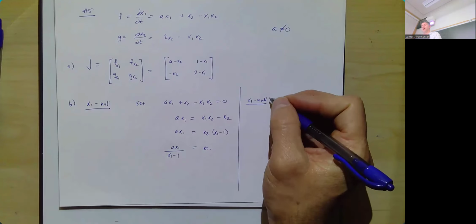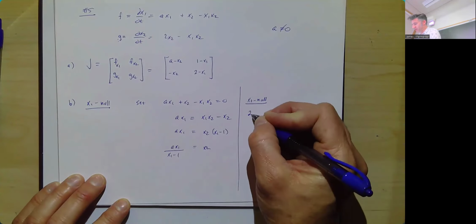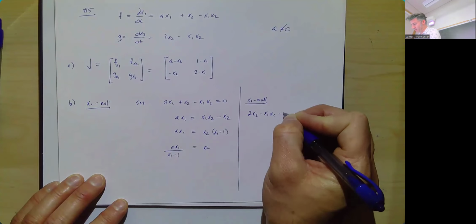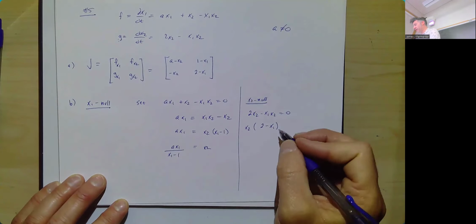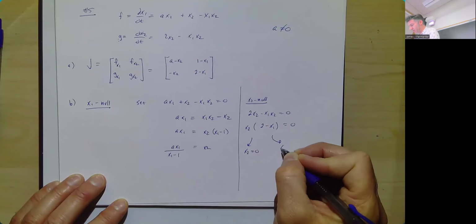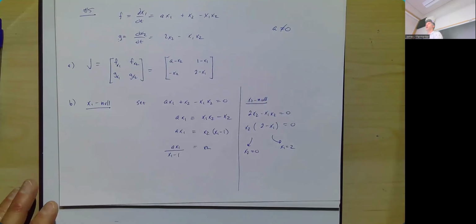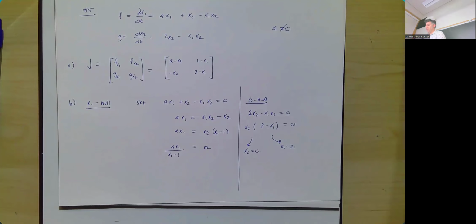So for me, I would just start finding equilibria personally, but you should read the question and do what the question says. So for the x2 null line, you've got 2x2 minus x1 x2 equal to 0. Factor out the x2, and your null lines are going to be either x2 equal to 0 or x1 equal to 2. I will stress one more final time: 2, 0 is not an equilibrium. You have to have both of these satisfied.